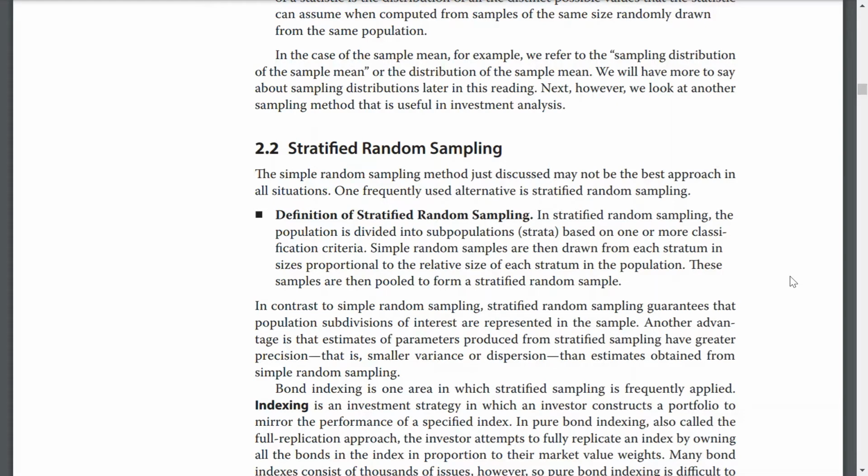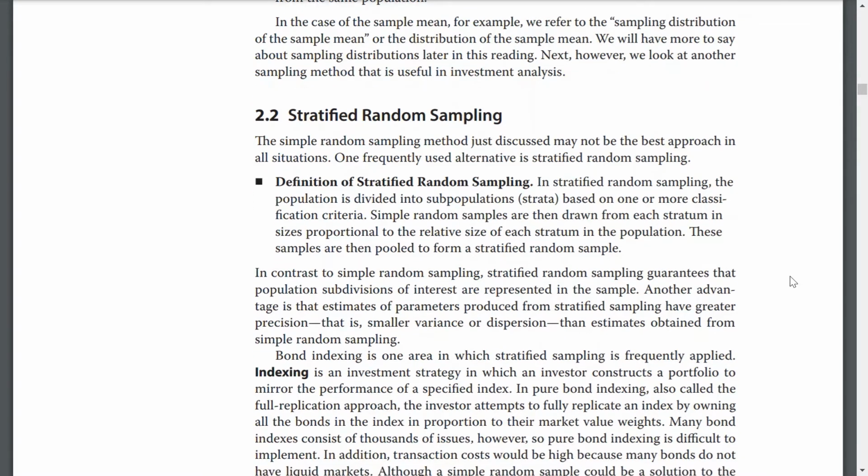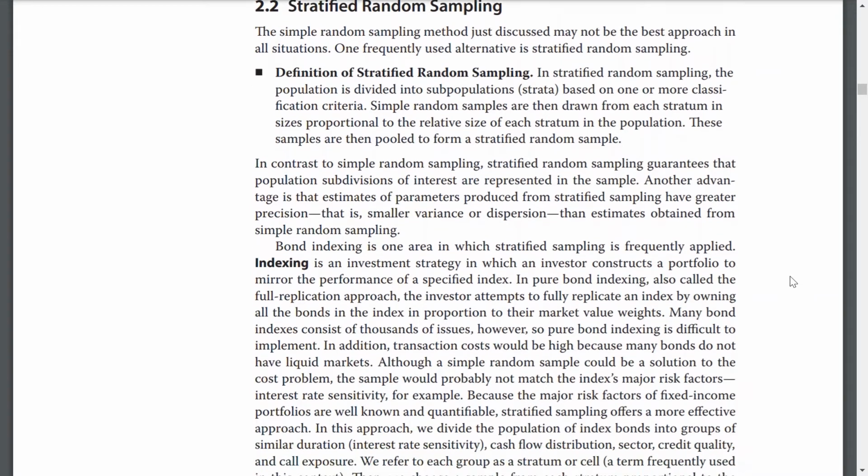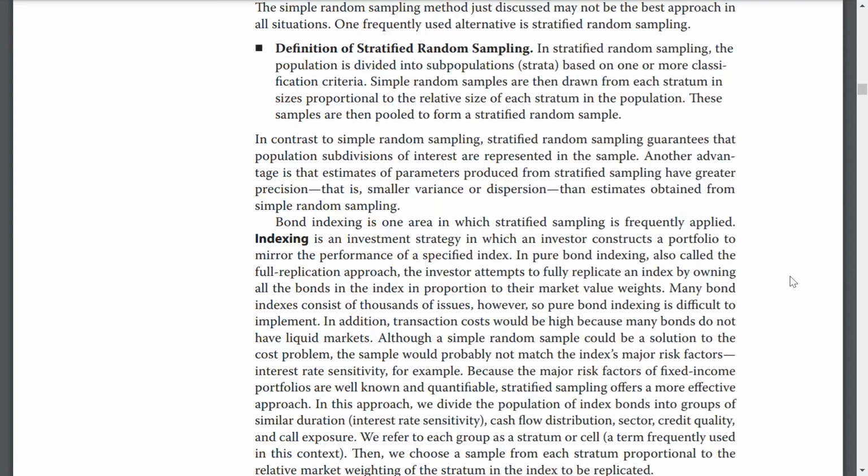In contrast to simple random sampling, stratified random sampling guarantees that population subdivisions of interest are represented in the sample. Another advantage is that the estimates of parameters produced from stratified sampling have greater precision, that is, smaller variance or dispersion, than estimates obtained from simple random sampling.